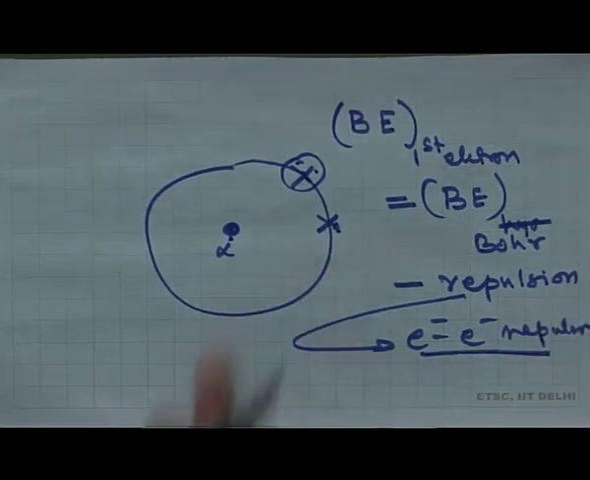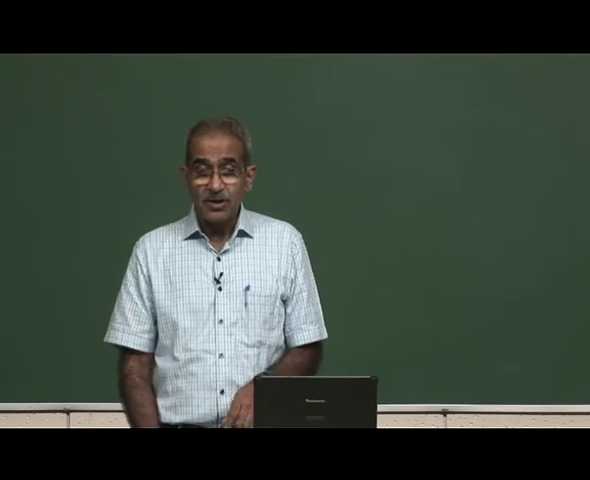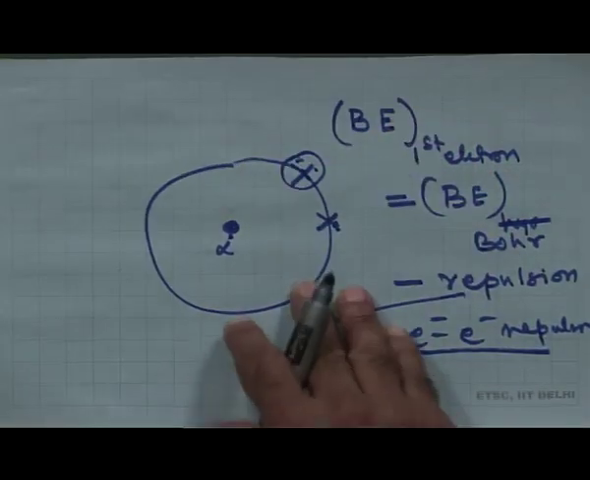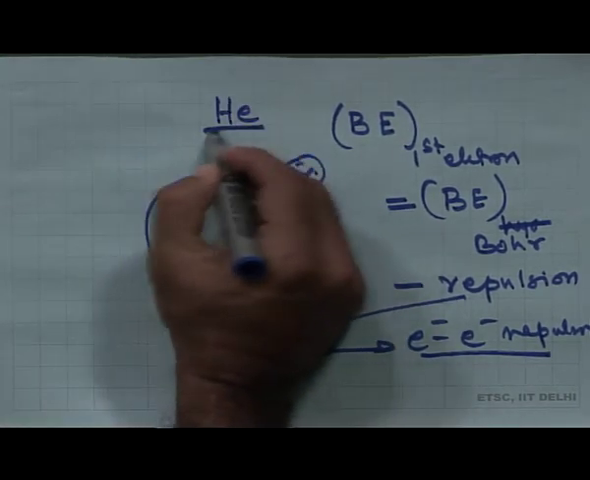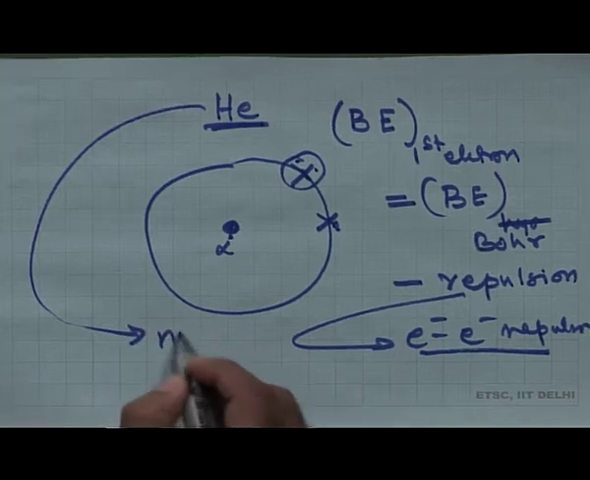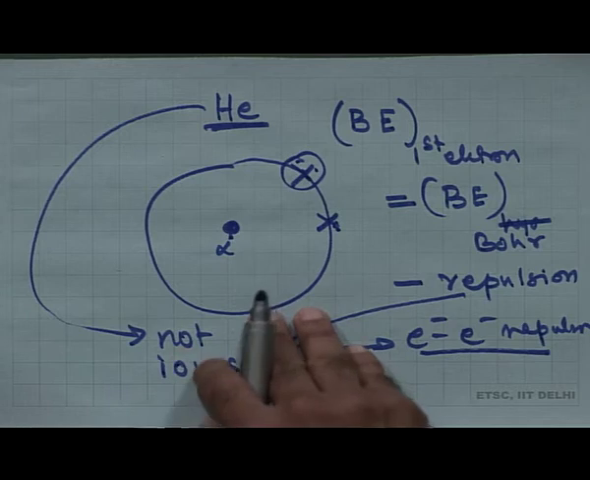Therefore, the binding energy for the first electron... what do you mean by the first electron? Whichever I remove will be smaller than the binding energy, for example, if this other electron were not there at all. Now, this is my helium, neutral, not ionized.